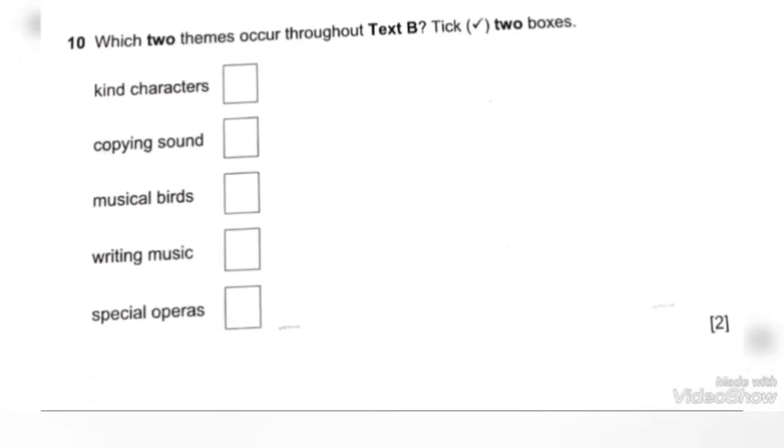Question 10. Which two? And this one, I need two options. I'm gonna choose two, okay? Two themes. Two boxes. What was it about? What was the text about?